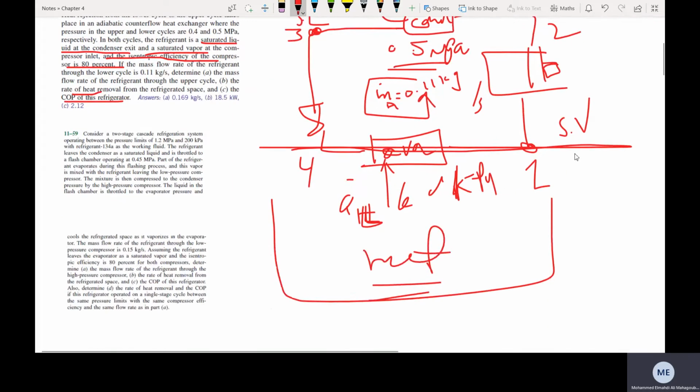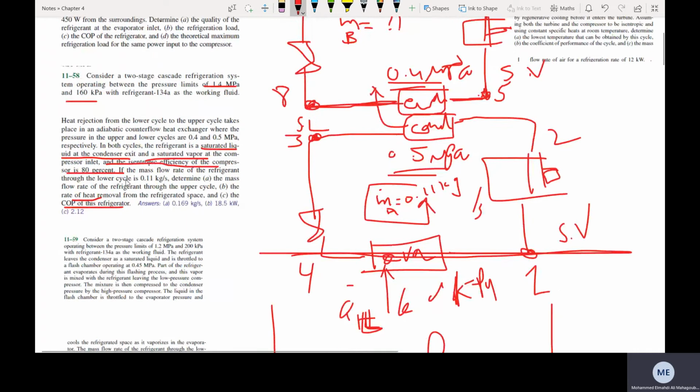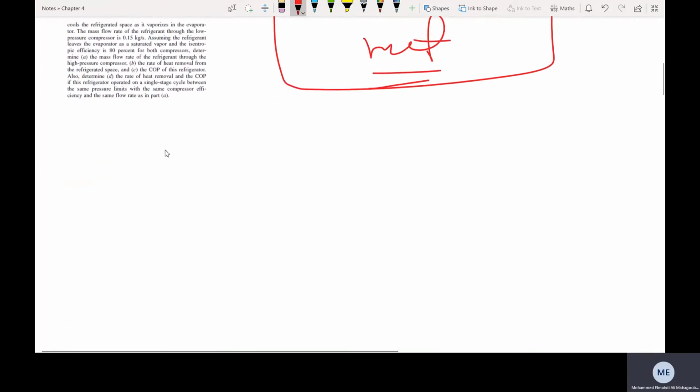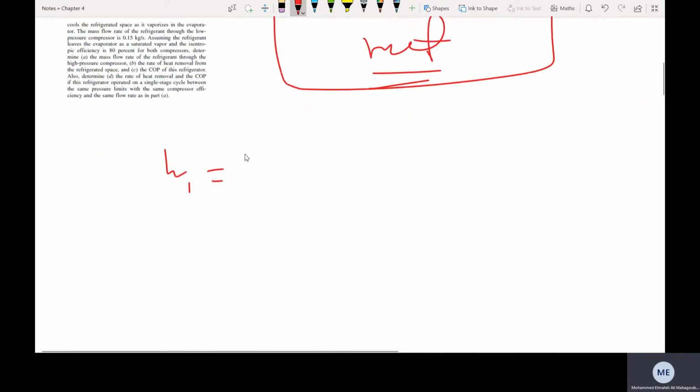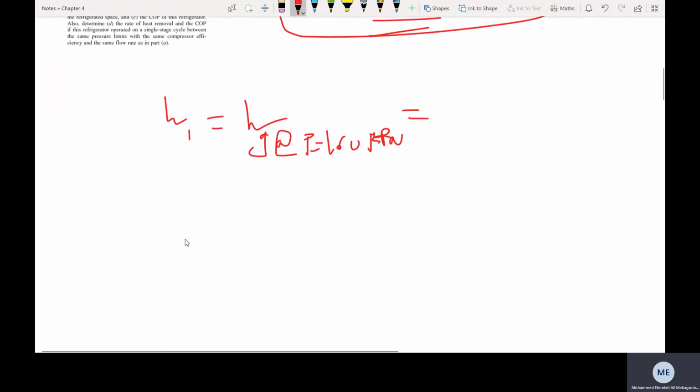So let's start. Point one, quickly. Point one is saturated vapor at that pressure, at 160 kilopascals. So H1, I can find directly. What are the H's I can find directly? It is Hg at a pressure of 160 kilopascals. So this one I can find directly.